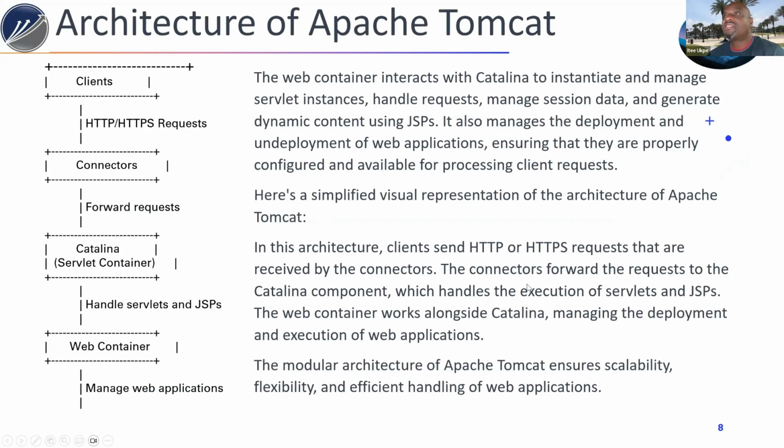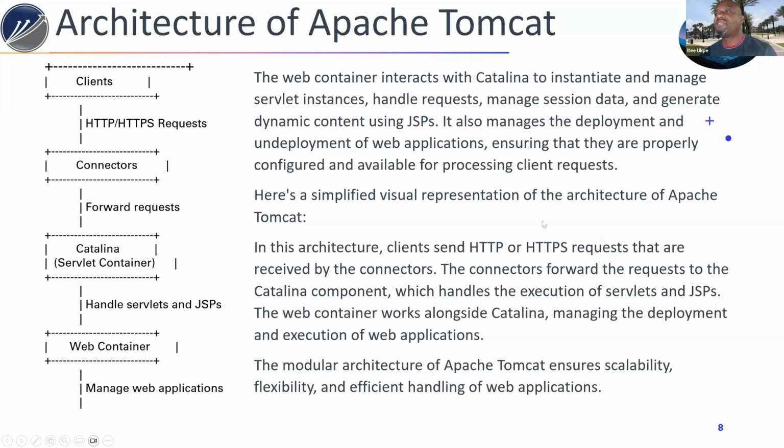Okay, this is the architecture. This is exactly how it works. You have the client here, sending the request over HTTPS or HTTP. And you have the connector in between that forwards the request. Then you have Catalina right here that handles the servlets and the JavaServer Pages. And you have the web container that manages the application. So this is how the architecture looks.